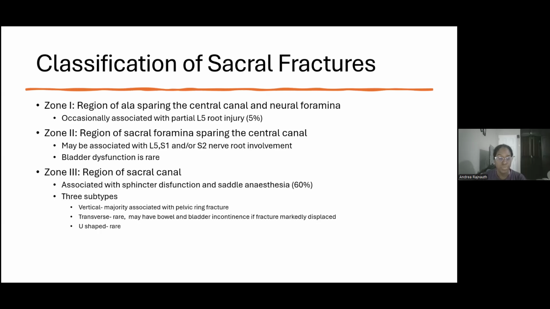Bladder dysfunction is rare. Zone 3 involves the region of the sacral canal and may be associated with sphincter dysfunction and saddle anesthesia, which occurs in about 60% of patients. There are 3 subtypes: vertical, transverse, which is rare, and U-shape. U-shape zone 3 sacral fractures are also known as suicide jumper's fracture. It involves a bilateral longitudinal fracture connected by a transverse fracture at S2, S3. These are considered to be unstable and may also be seen with sacral insufficiency fractures, which tend to be H-shaped instead of U-shaped.